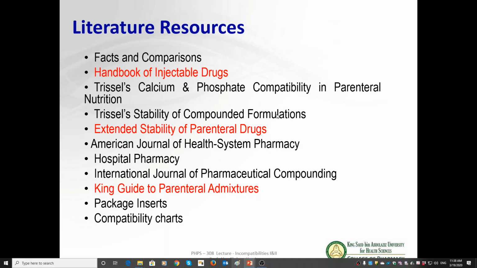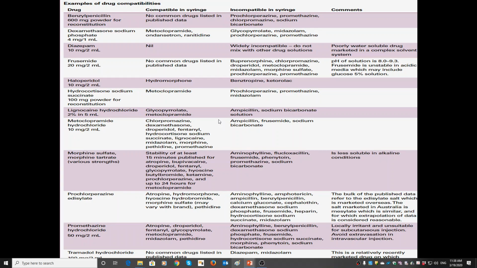For example, you might find something like this table. You might find this when you search your drug by the name of the active drug, the generic name, and then in front of each one you will find that it is compatible in syringe with these, or incompatible in syringe with this. Or you might find no evidence, no published data. There is no information for this. So this is a guidance. If you see information here, it will tell you to mix or not to mix. For example, dexamethasone.